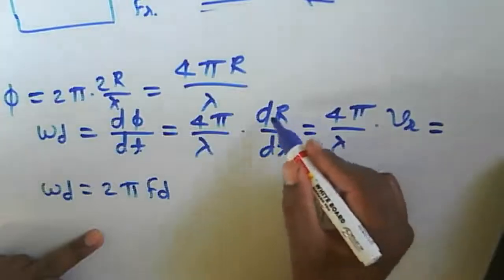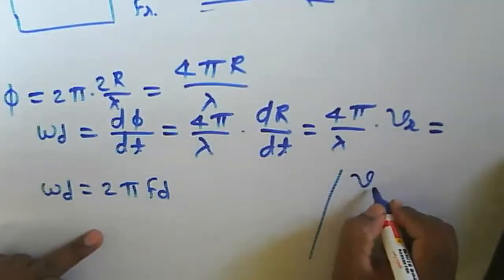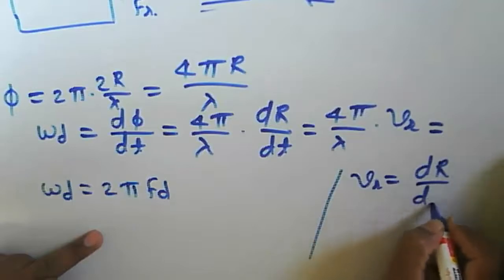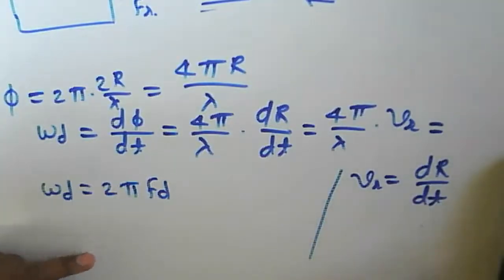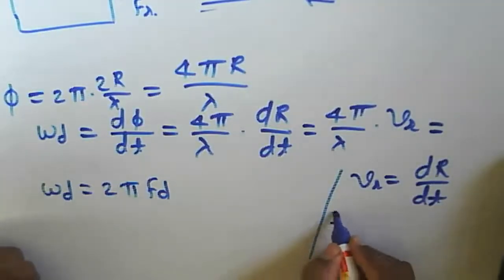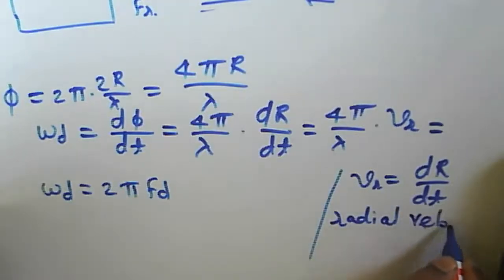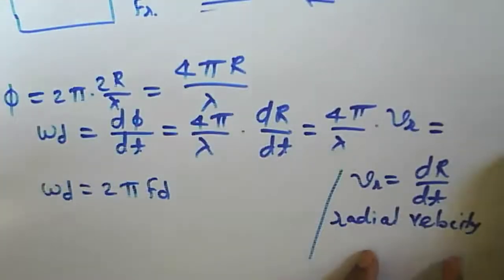So, what is dR by dt? dR by dt is nothing but Vr, whatever the change of range with respect to time. And this one is nothing but the radial velocity, and that is in terms of meters per second.